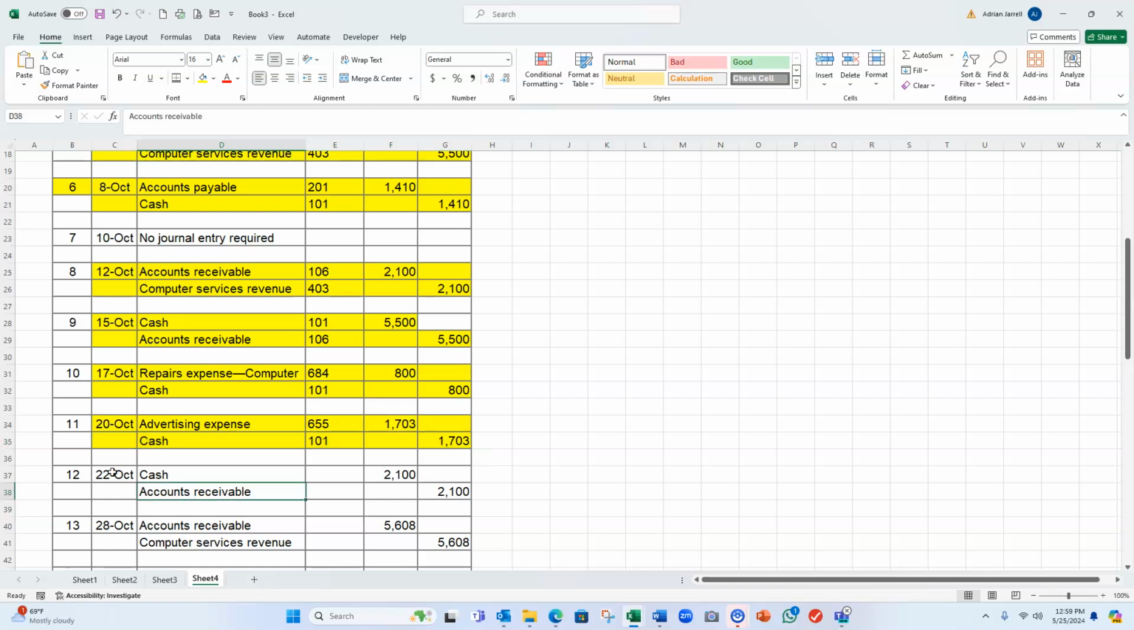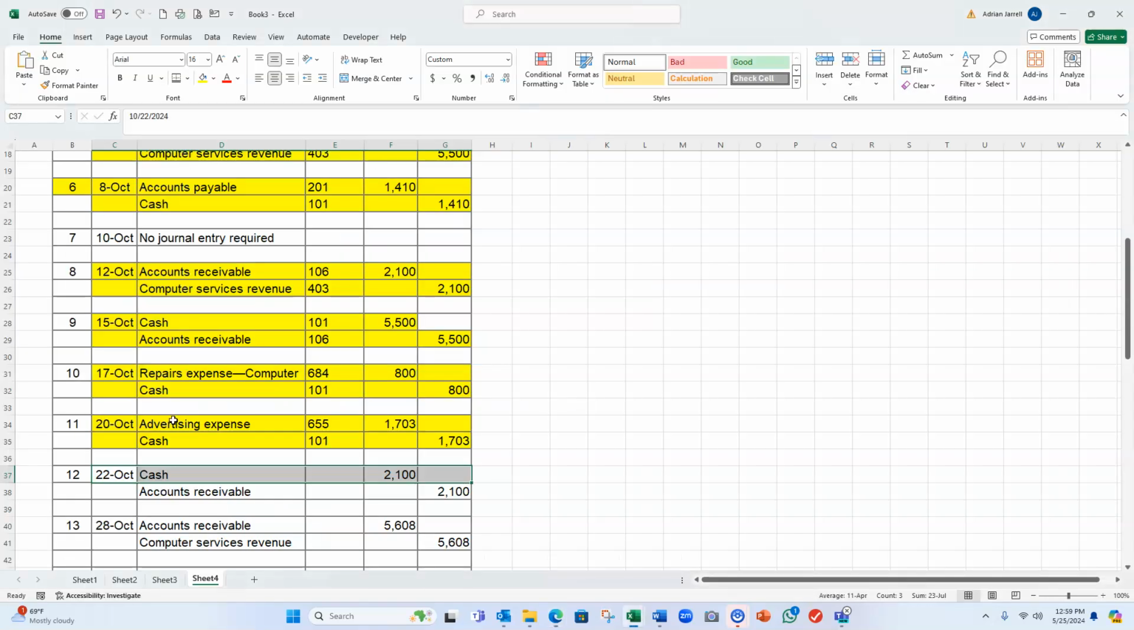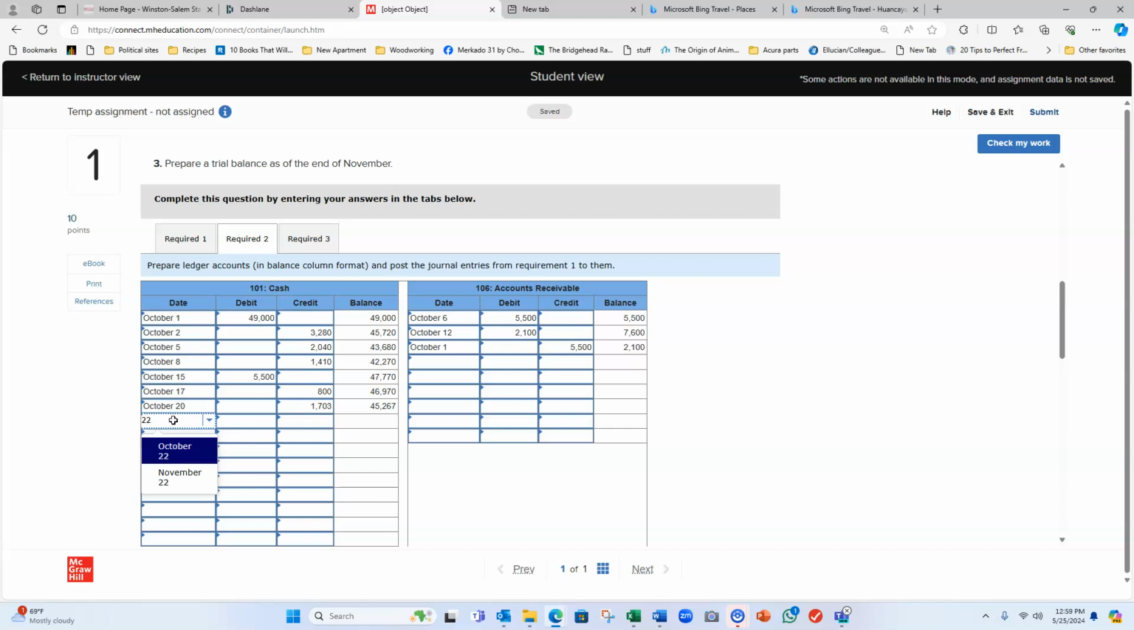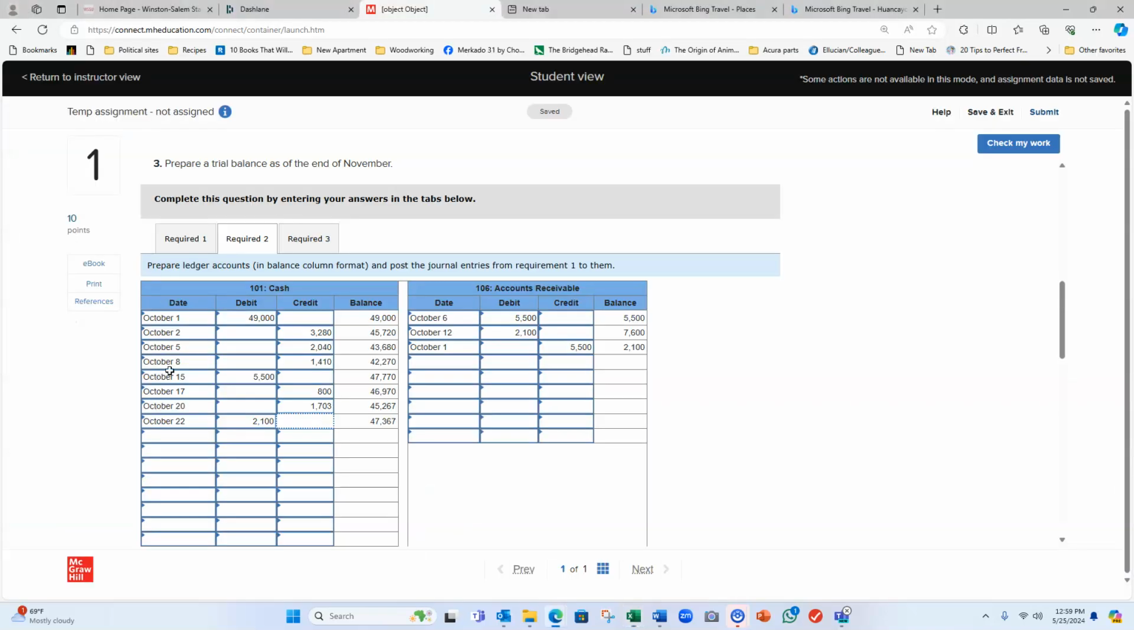All right. On the 22nd, we're going to debit cash for $2,100. What was the date again? 22nd. That's right. We're going to credit accounts receivable on the 22nd. So you can see here that everybody's paid us everything they owed us on accounts receivable so far. Account number 106.